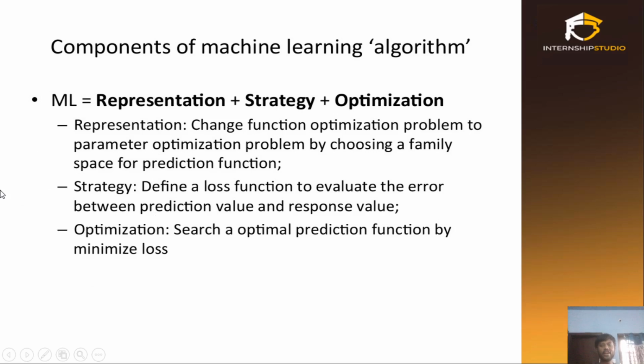And strategy is where we define a loss function so that we can evaluate the error between the predicted value and the response value that has been obtained. In the regression case, we saw the mean square error as our loss function. In the classification part, we have categorical cross entropy, and we also have binary cross entropy, which we have defined. Then we try to minimize that particular loss function. So this is how we are going to proceed with ML, in the sense of the training that we are trying to do.